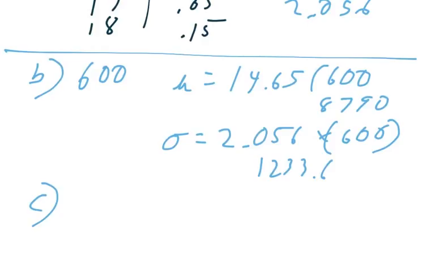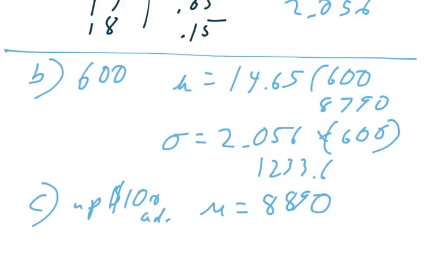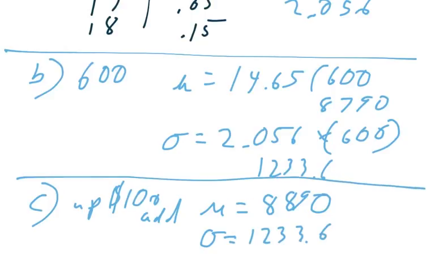Letter C says the school makes people pay $100 for books and fees, which means that the price of college has just gone up by $100. So if this school is now charging you $100 for books and supplies, the mean is now 8,890 because all we did was add 100, and the standard deviation is the exact same thing as part B because adding doesn't change the standard deviation.